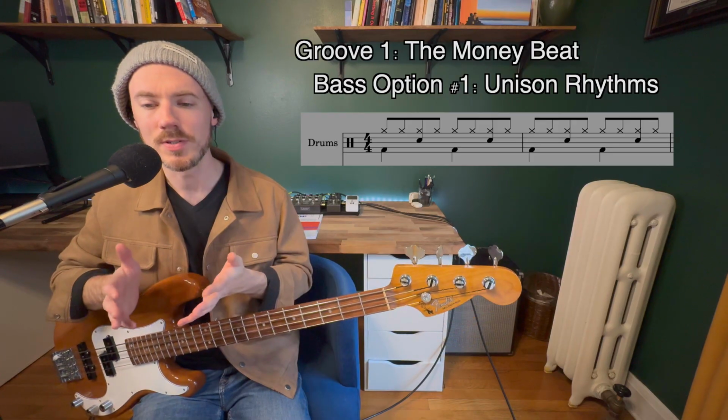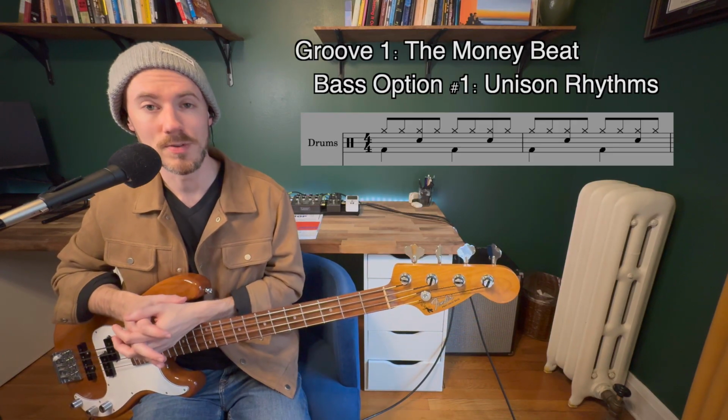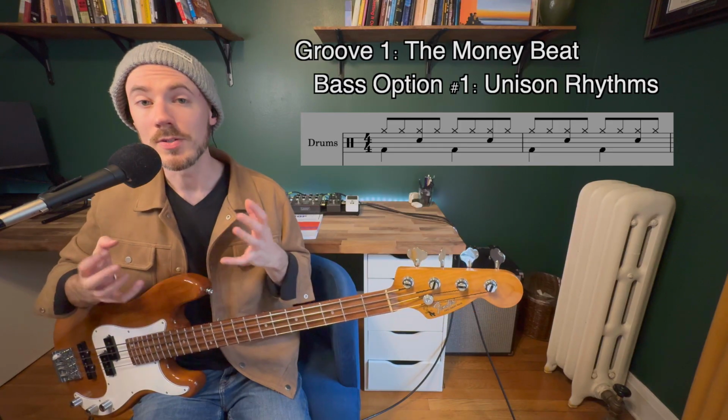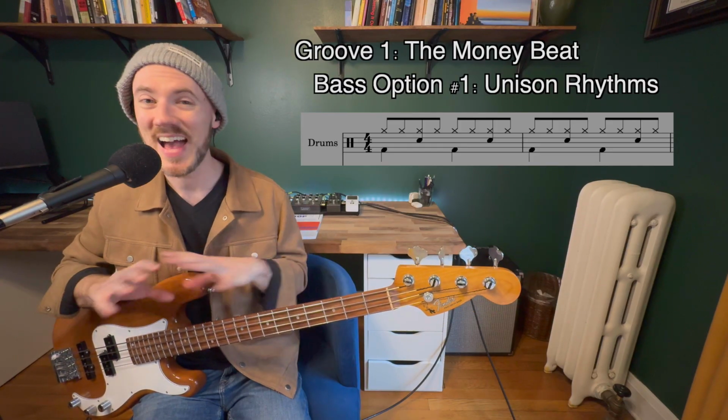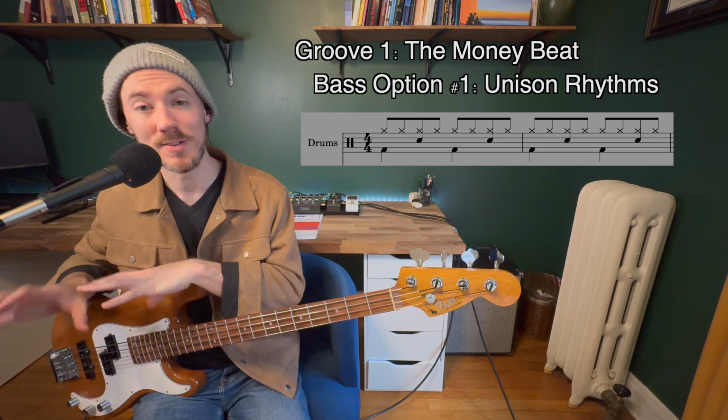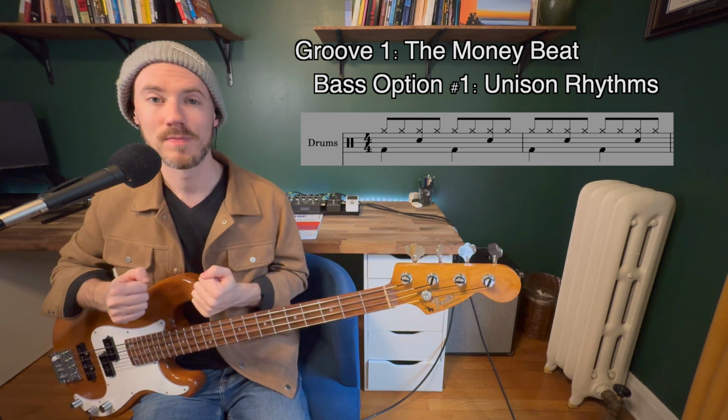The first approach is to play in unison with the drum set. When we talk about unison in music, we mean 2 instruments playing the exact same rhythm the same way. Nobody's playing any extra notes. Nobody's leaving any notes out. They're playing the exact same rhythm.